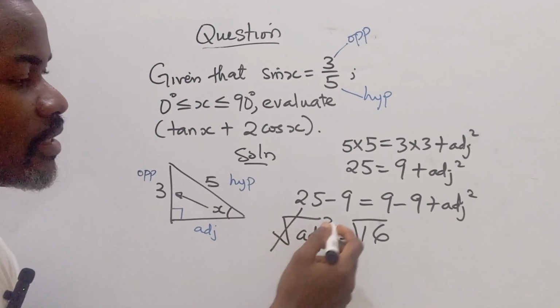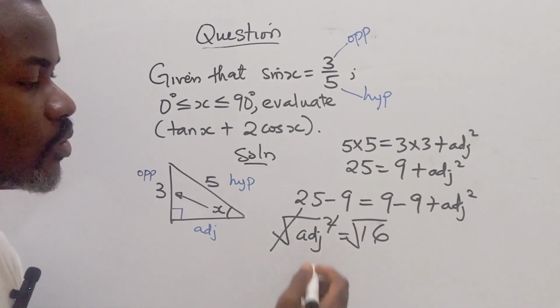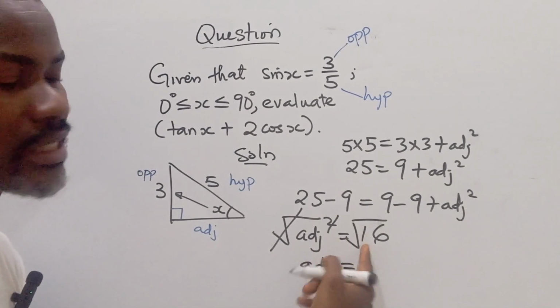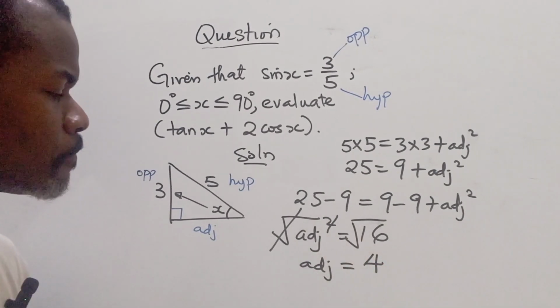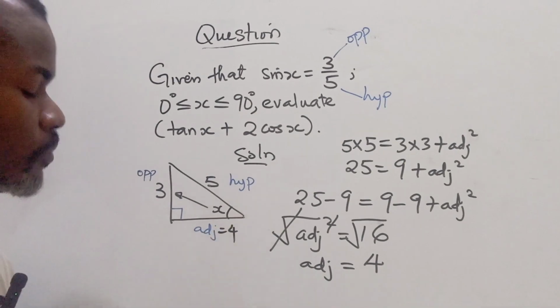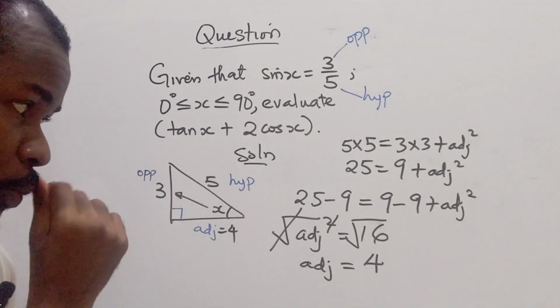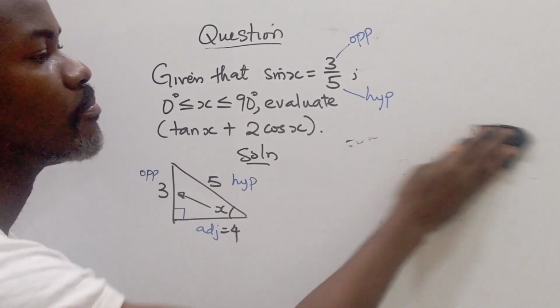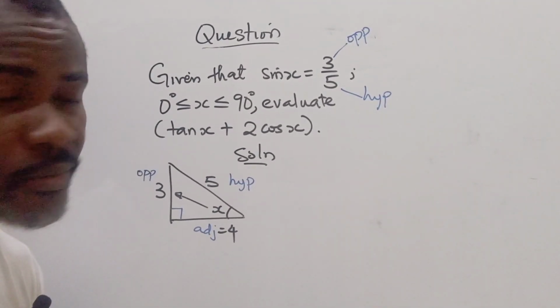So this square root sign cancels the square. So we are left with what? Adjacent equals the square root of 16, which is what? 4. So this is 4. Now, since we've been able to get the adjacent side, it now makes our work very, very simple.